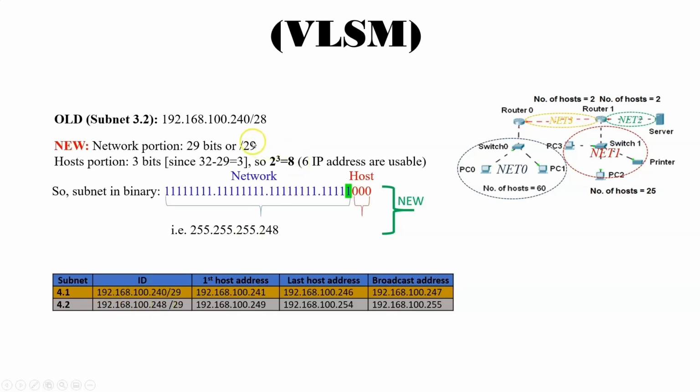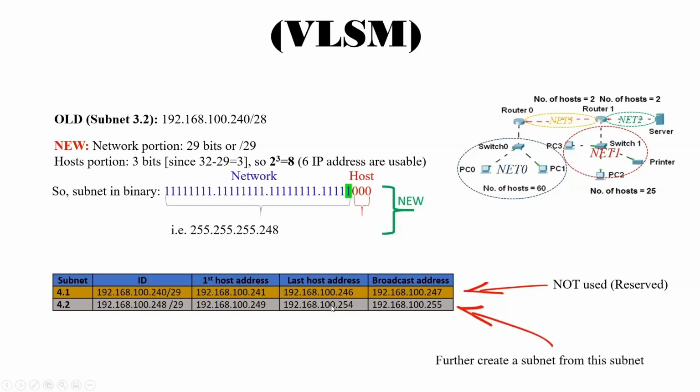So in other words, we can write as /29, meaning the first 29 bits is for the network. Okay, so considering this, even each of these subnets will have 8 IP addresses. This one 8, this one 8. So even that is too much for this net 2 and net 3. So that's why I can reserve this first one for future use, and I can further subdivide or subnet this given subnet. Okay, so let's subnet this further.